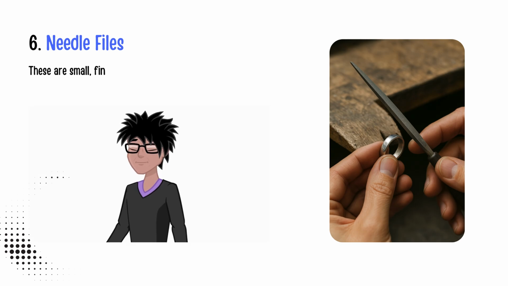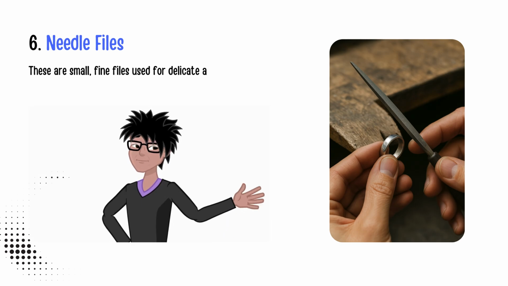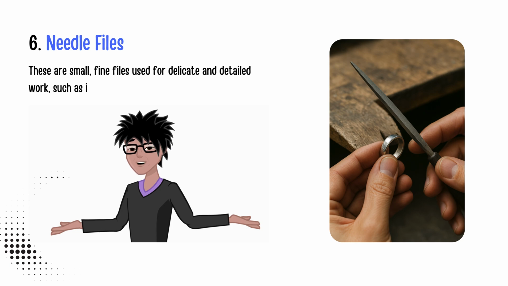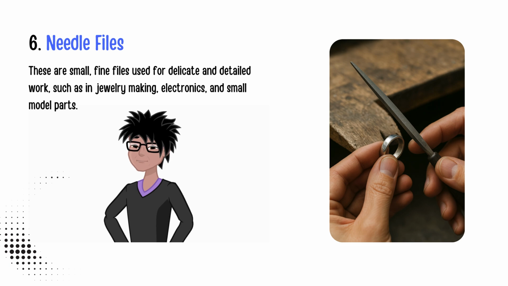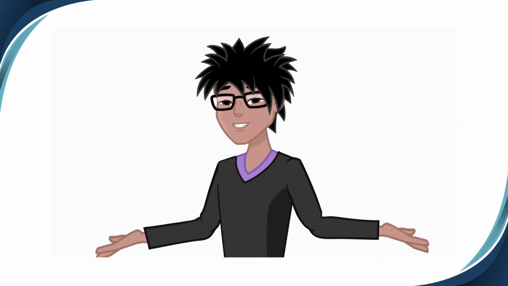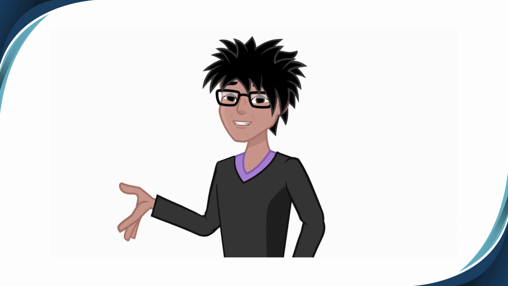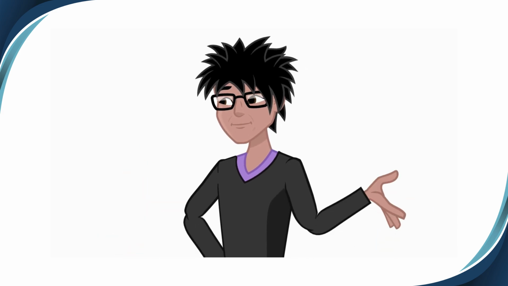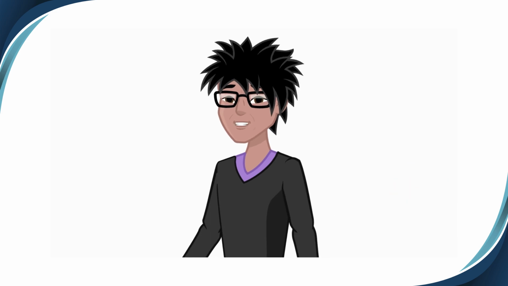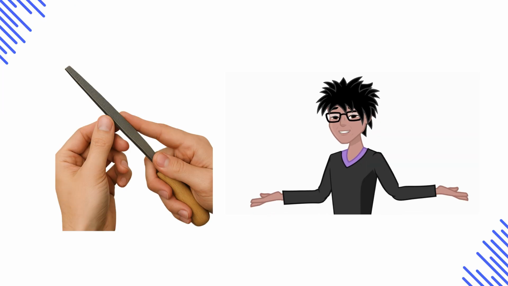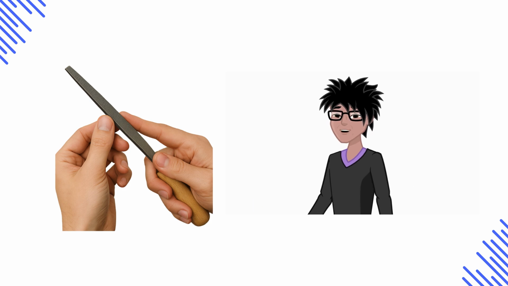Number 6. Needle files. These are small, fine files used for delicate and detailed work, such as in jewelry making, electronics, and small model parts. Choosing the right type of file for the job ensures better finish, efficiency, and tool life. In the next section, let's learn how to use them properly. Using a file tool may look simple, but using it correctly makes a big difference in finish, safety, and accuracy. Here's how to use a file tool the right way.